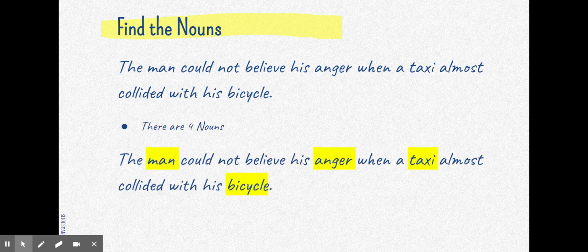Our 4 nouns are man. That's an easy one. That's a person. Anger. That's one of those more difficult concepts, right? It's a feeling, but anger is a thing that you can have. Taxi is a thing, and bicycle is also a thing.